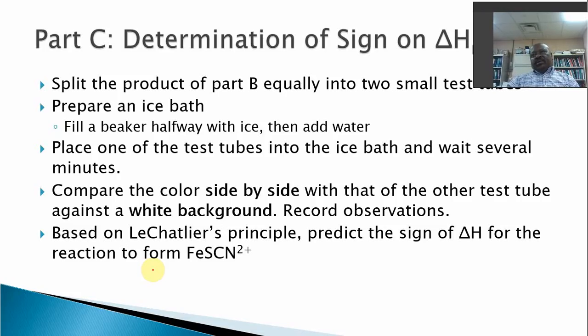Now let me ask you this. Given what we did in lab number 2, intermolecular forces, given what we talked about there in terms of bonding, what are your expectations?